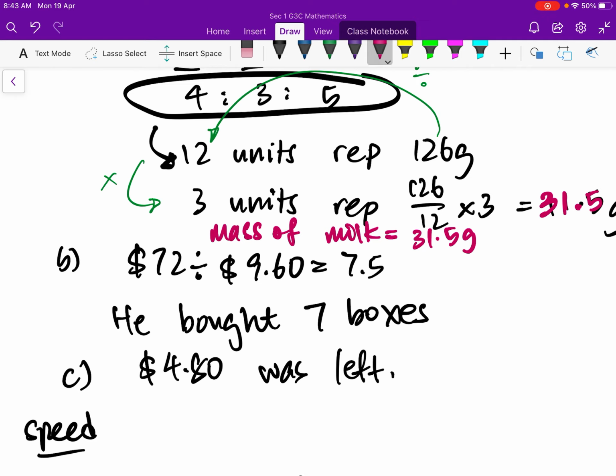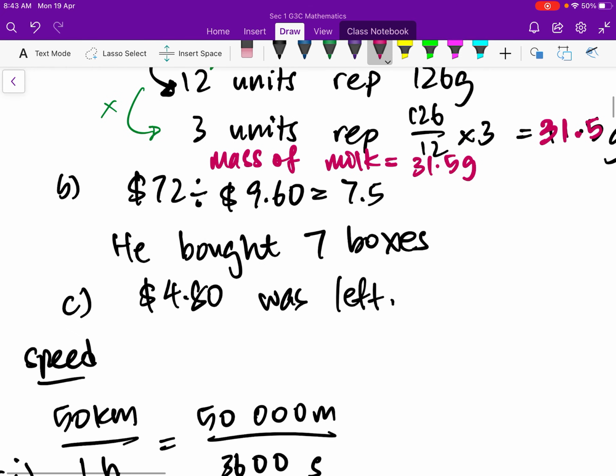The chocolate sold in boxes, $9.60 at sale. So it's $72, bought as many. Okay, so just divide. He cannot buy 7.5 boxes, so he only bought 7 boxes. And then how much money was left? So half of the $9.60 will be $4.80 left. Okay, this part is just primary school maths. Not gonna talk more about it.